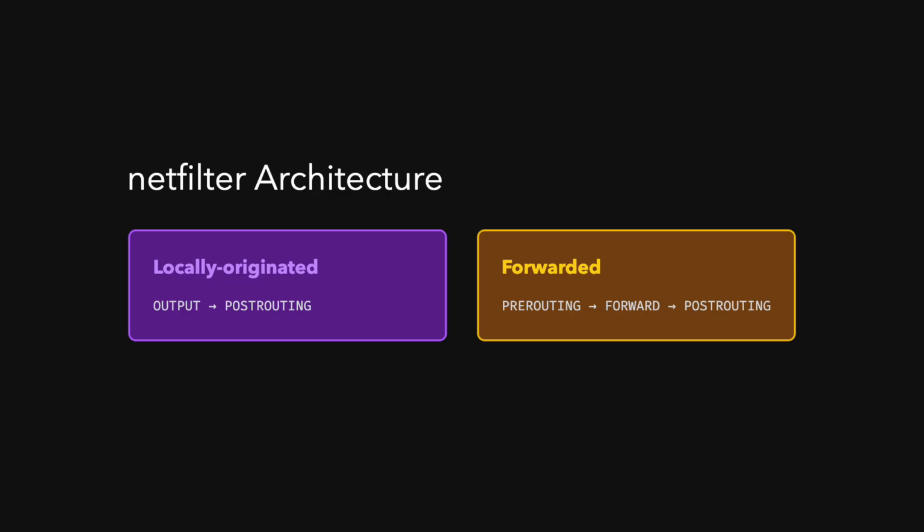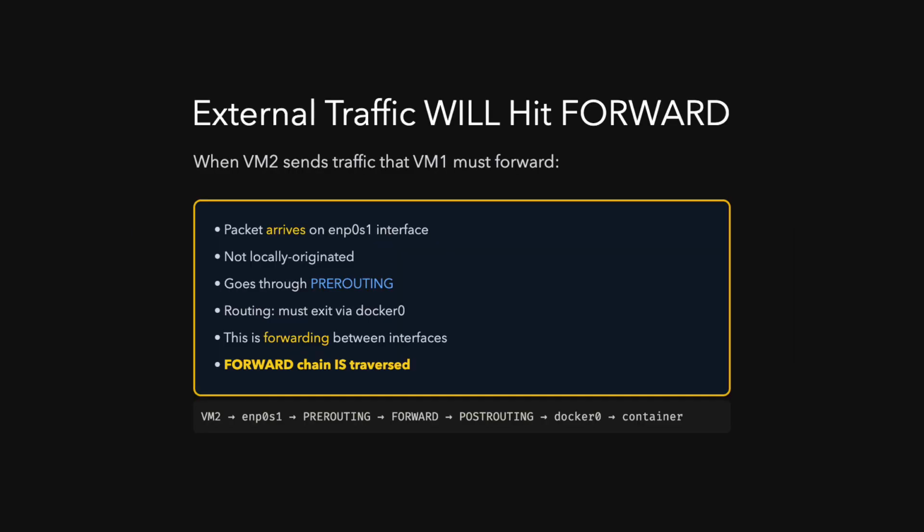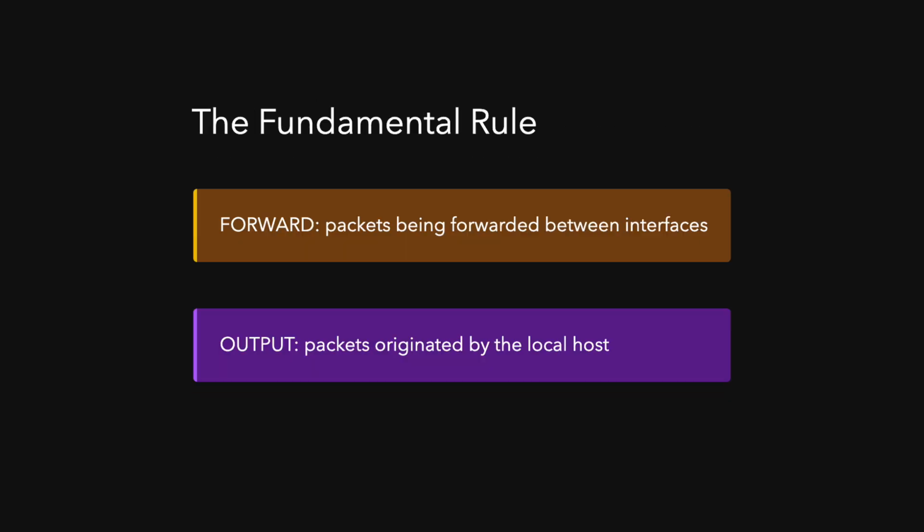And why will external VM traffic traverse forward? When VM2 sends traffic that VM1 must forward to a container, the packet arrives on the enp0s1 interface, goes through the prerouting chain, then the routing decision determines that this packet must exit via the docker0 interface. This is forwarding between interfaces. The forward chain is traversed. Then postrouting before leaving to docker0.